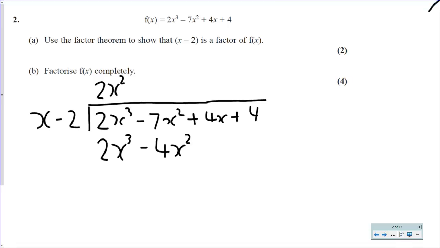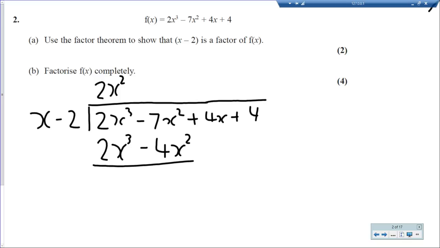Okay, so as you can see, when we times it back, it doesn't give us the cubic that we started out with. So we know x minus 2, we know 2x squared is not going to be the result that we're looking for. We still need to do a little bit more work. Now, next thing I need to do is take away 2x cubed minus 4x squared from 2x cubed minus 7x squared plus 4x plus 4, so I can see what the remainder is.